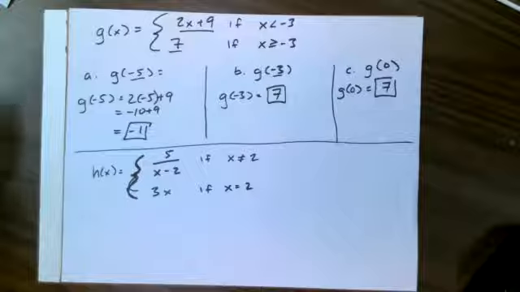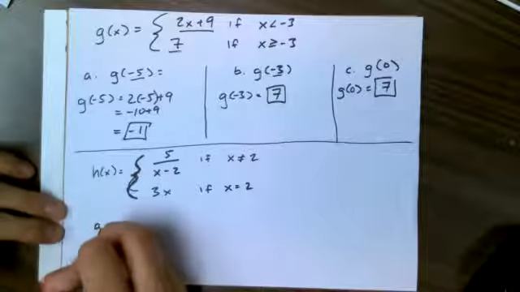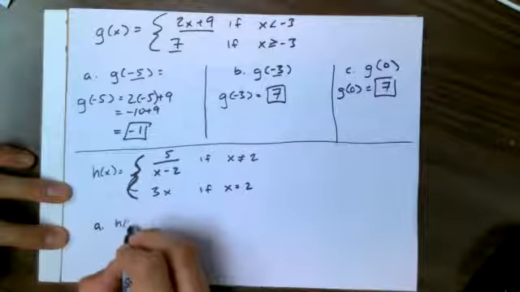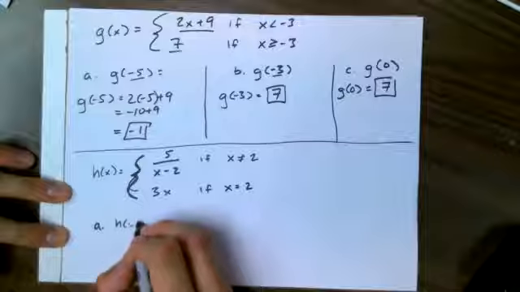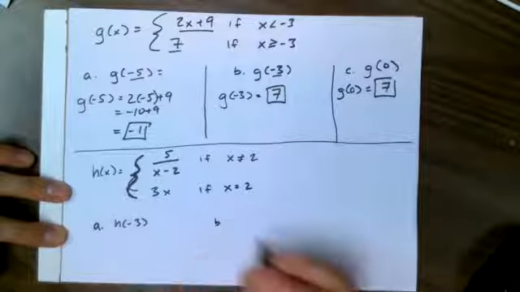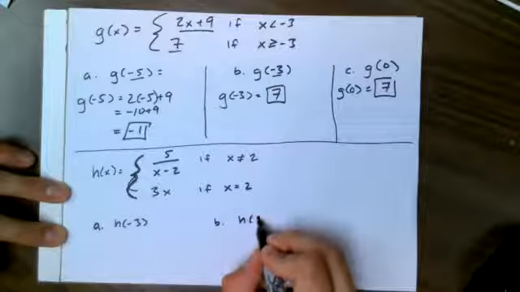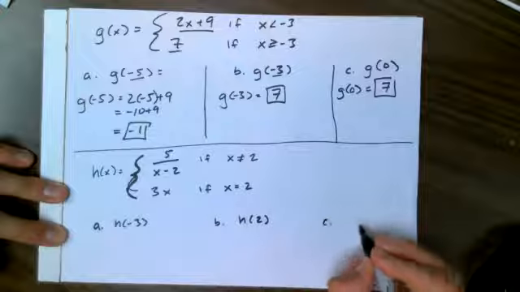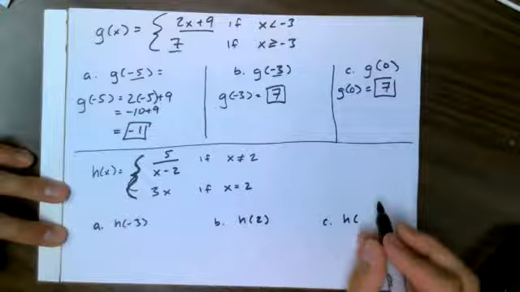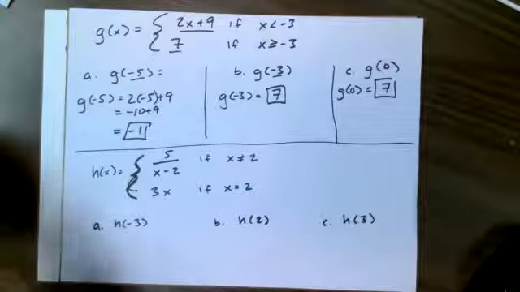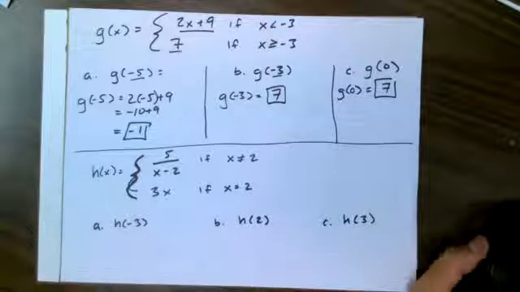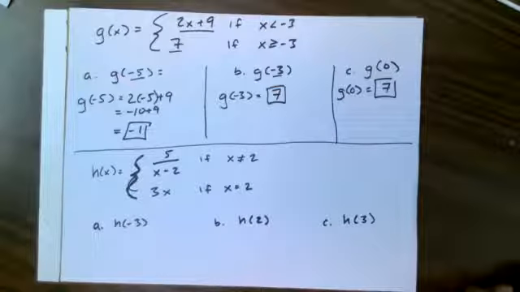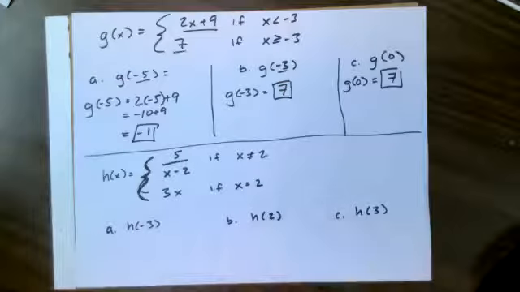So I want you to try this one. I'm going to pause it. I'm going to do ABC. A, let's do h of negative 3. B, I want you to do h of 2. And then C, I want you to do h of positive 3. Okay, I'm going to pause this one. I want you to try those 3. It's okay if you're not done. I'm just going to kind of go through these.